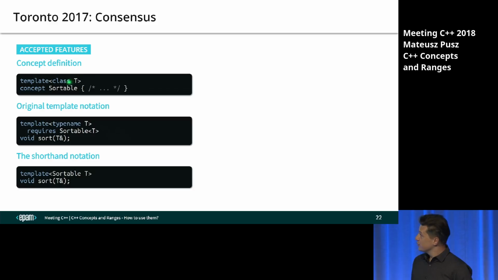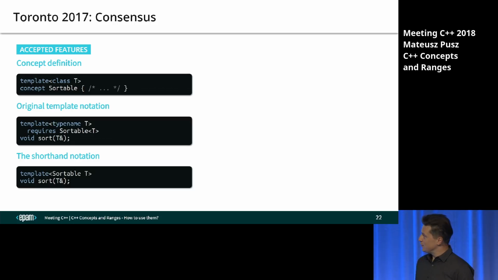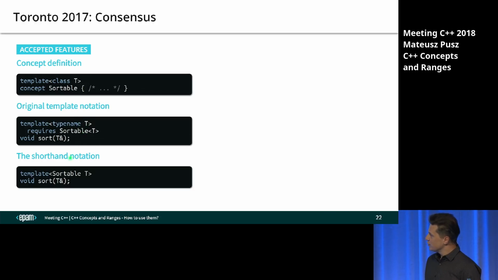This is the concept definition. We put concept here. We no longer provide bool, and we provide the name of the concept. Then we can provide the full or original template notation. We provide typical template parameters here, and in the next line we provide a requires clause, saying which concept we want to support for our T. There is also a shorthand notation where we can replace typename with the concept name.